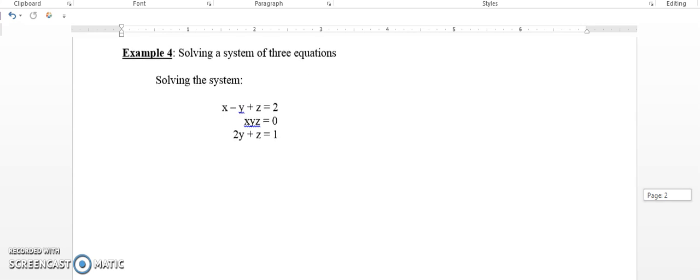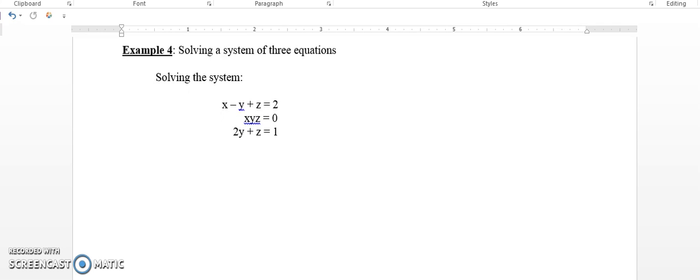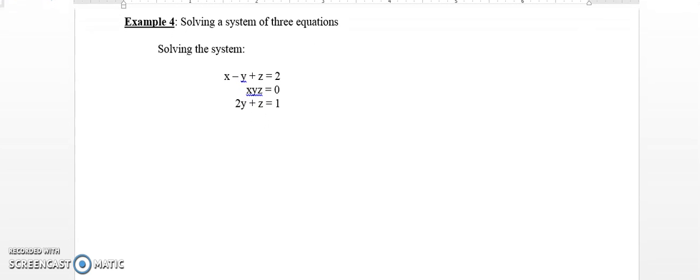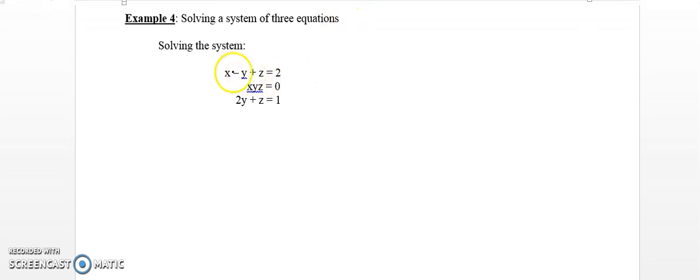All right, finally, system number 3. This time we have 3 equations. We have an x, a y, and a z. We're not going to graph this one, thank goodness, because it's in 3 dimensions. So what we're going to do is, this is one system right now. I'm going to solve this one.